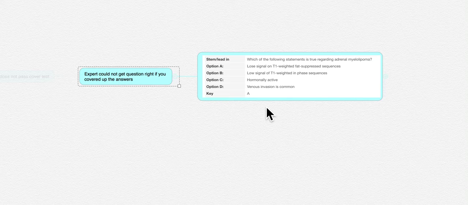And this is a typical sort of stem of these questions, and they nearly always say, which of the following statements is true in here regarding adrenal myelolipoma? If you covered up these answers here, there is no way that you could answer that question. You don't know what they're talking about. And so really these are a series of true-false questions, and again, they don't test well.